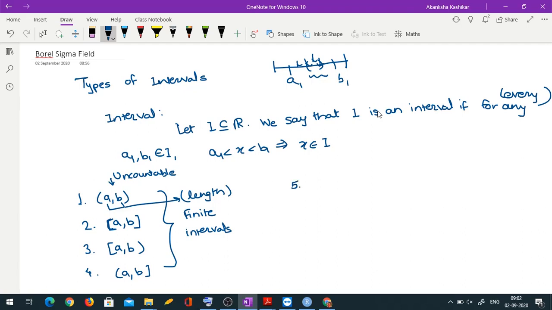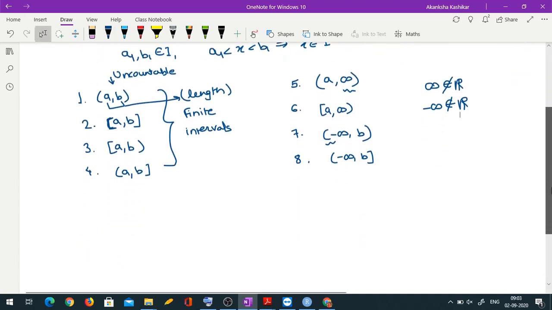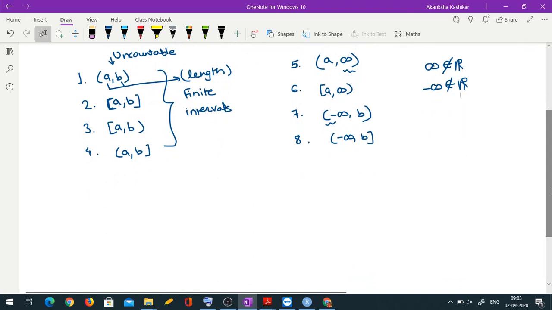Okay. And then there are infinite intervals. For example, a to infinity, closed a to infinity, minus infinity to open b, and minus infinity to closed b. On the infinity or minus infinity side, it will always be open because infinity is not a real number. Similarly, minus infinity is not a real number. So you can't include them in interval. We are talking intervals as subset of real lines. Okay. So these are 8 different types of intervals.